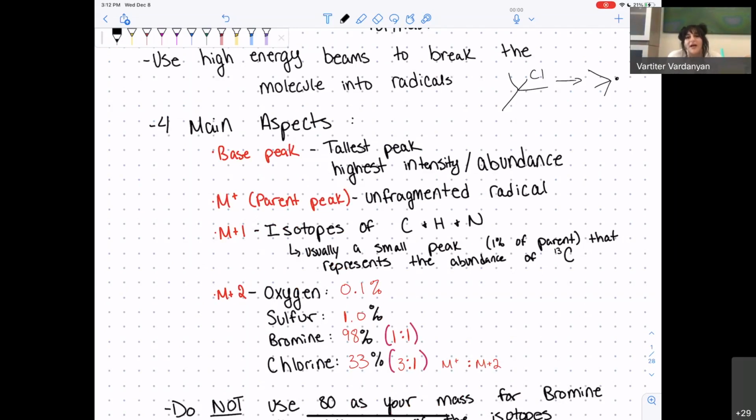The M plus peak, which is the parent peak, is the unfragmented radical. So it's the whole molecule itself, and that's going to represent the mass of the whole molecule. The M plus 1 peak represents the isotopes of carbon, hydrogen, and nitrogen. I just want you guys to know that the most significant contributor for the M plus 1 peak is going to be carbon, not nitrogen or hydrogen. It's going to be carbon.